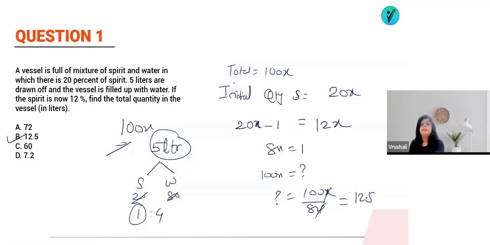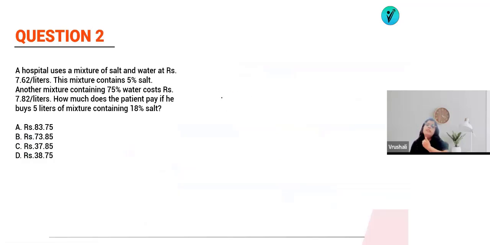Now we will jump on the second question here on the screen. Let's try to solve it. A hospital uses a mixture of salt and water at rupees 7.62 per liter. This mixture contains 5% salt. Another mixture containing 75% water costs rupees 7.82 per liter. And how much does the patient pay if he buys 5 liters of mixture containing 18% of salt?